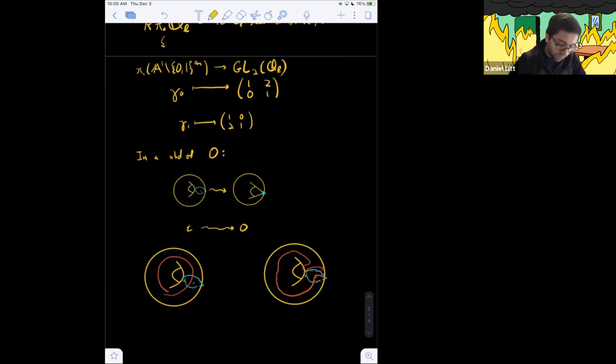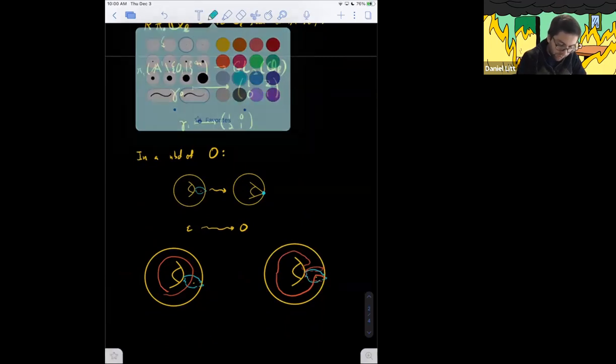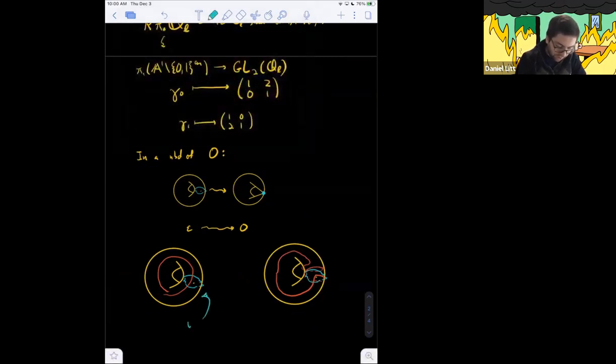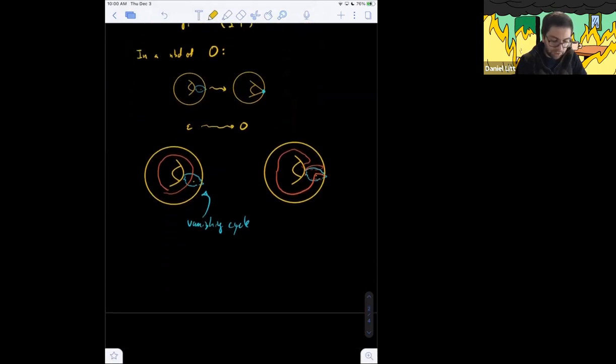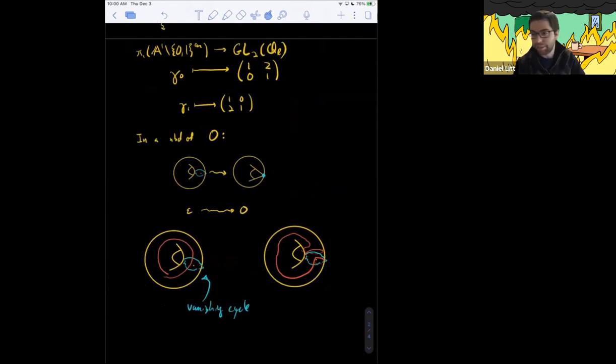Okay, so we call this blue loop the vanishing cycle. And why is that? Well, it's because as you go to 0, it literally vanishes. It's 0 in the homology here. Okay, so let me now recall the more general situation, and I want you to keep this example in mind, and as I recall the claims we made last time, we'll talk through them in this example.